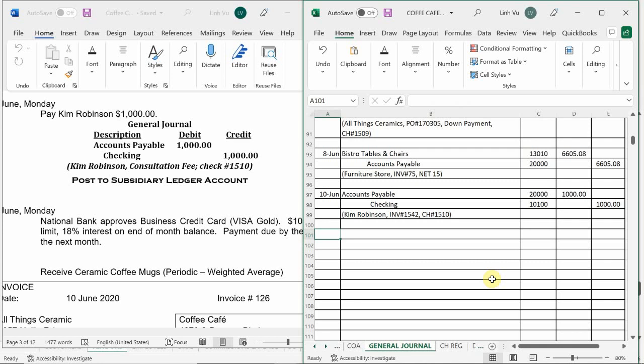General journal? No, we're not journalizing this transaction. Who did I get a credit card from? National Bank. Okay. So are these National Bank's terms or are they my terms? Your terms? No, you didn't make the decision to charge 18% interest. It's their terms. So where should I put this information?